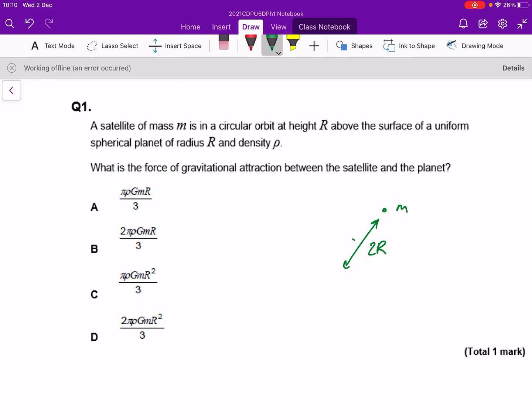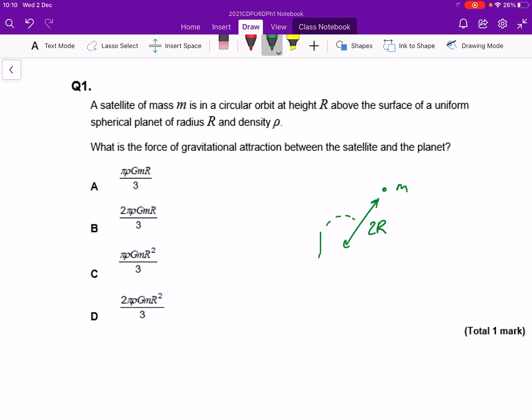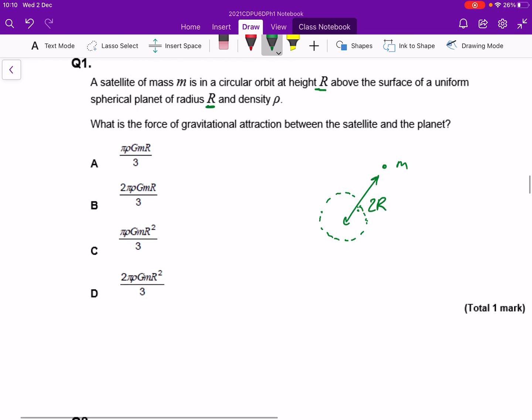So our planet looks to be kind of shaped something like this. And then we're 2r from the center of the planet because it's a planet of radius r and we're a height r above the surface. Density is rho. So what's the force of gravitational attraction? Well, typically F would be GMm over r squared. Now in this case, this is going to be 2r squared, I think.